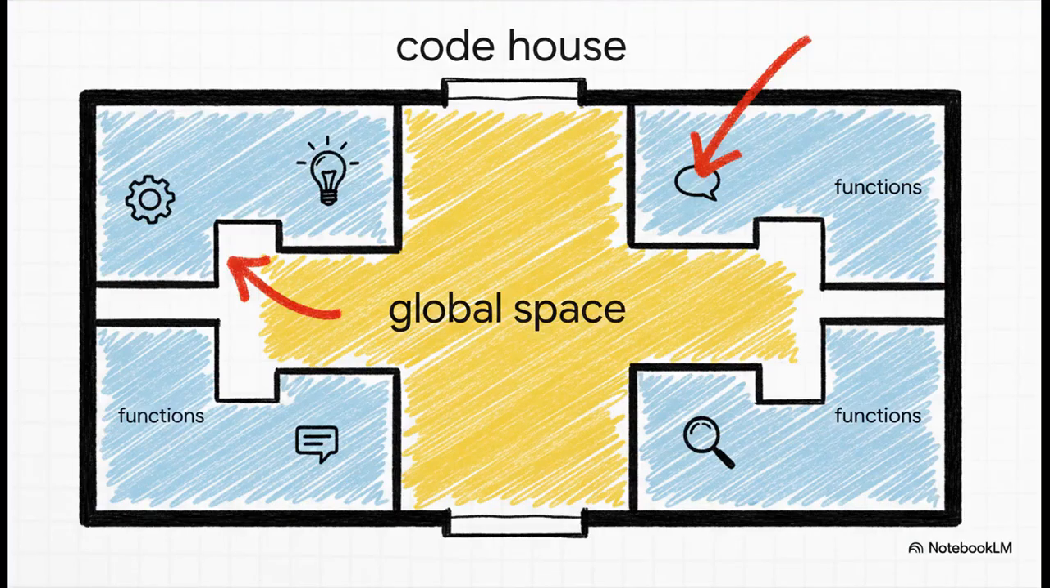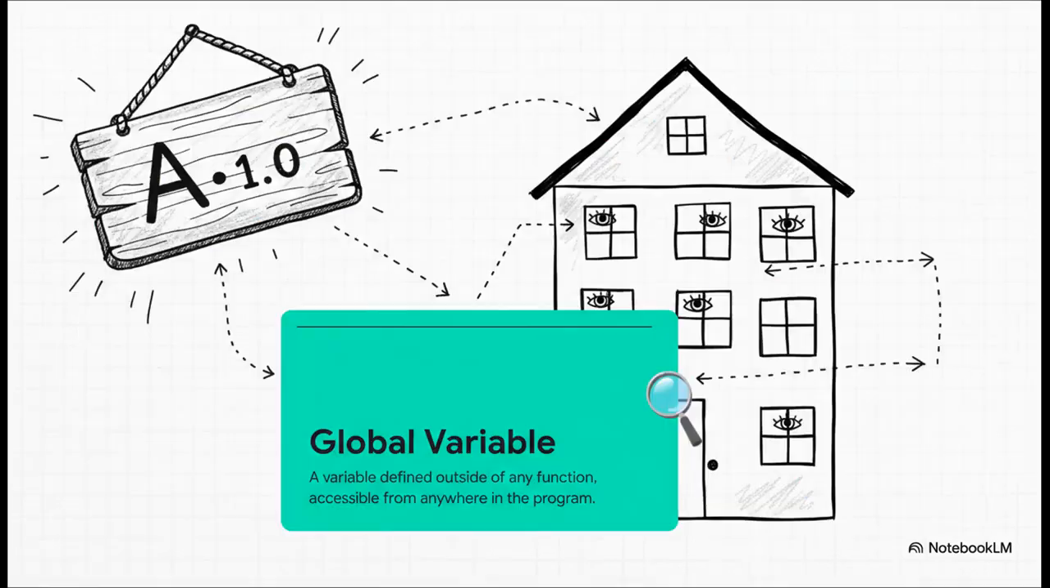So we're leaving our little function room and we're walking out into the main hallway, the big open plan area of our code house. This is the main part of your script, the space that all those different rooms are built in. Now, if you hang a big sign in this main area, let's say you write app_version = 1.0 on it, that sign is visible to everyone in the house. Any of those function rooms can peek out their door and see it. That, my friends, is a global variable.